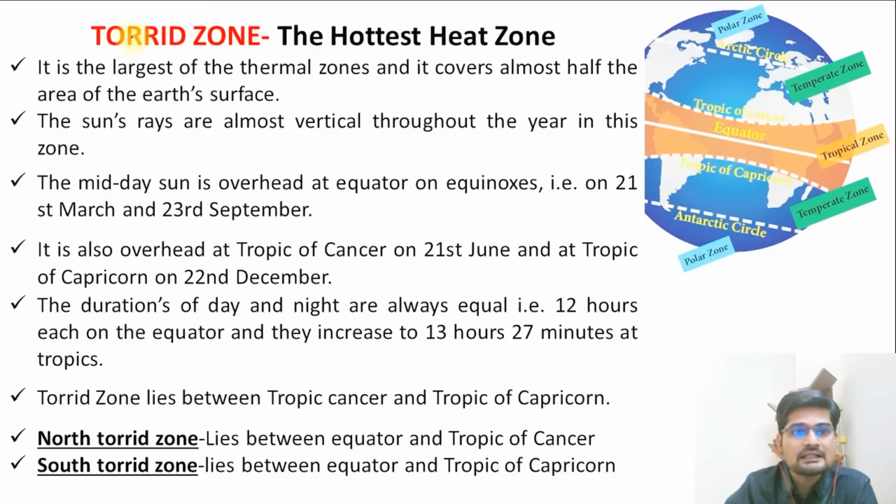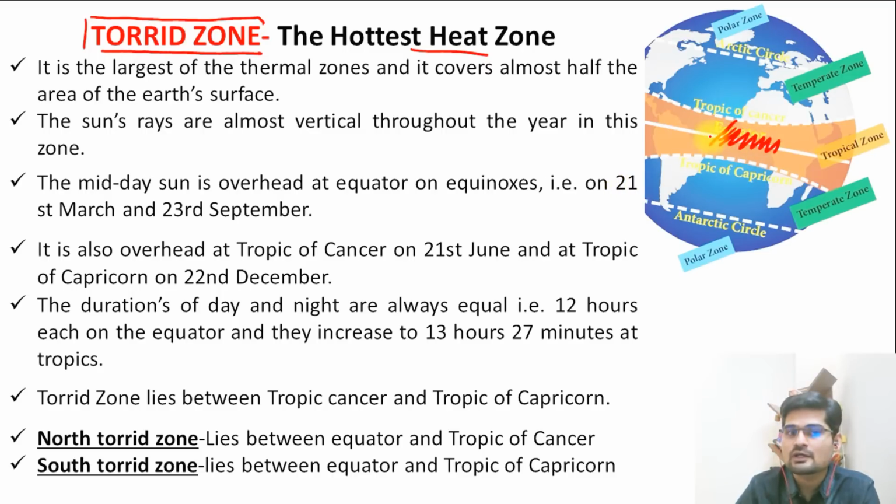The first belt that we'll learn is the torrid zone, and it is known as the hottest heat zone. And where is this torrid zone? This particular zone, that is the equatorial zone, is called the torrid zone. And remember, this is the torrid zone because it receives maximum solar insolation. So it is the largest of the thermal zones.